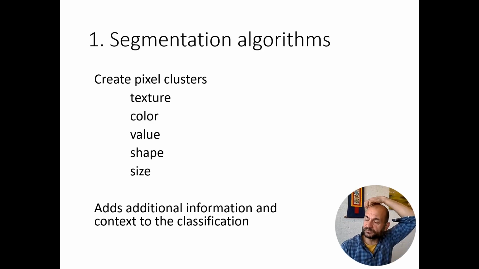The segmentation algorithms, there's many of them, and typically they create clusters of pixels by using not just the spectral information of the pixel, but using contextual information, like the texture of the surrounding pixels, or the color of the surrounding pixels, or the value. But also we can determine and limit what kind of shape we want our objects to be, what type of size we want it to be. So like this, we add additional information and context to the classification of the pixels.